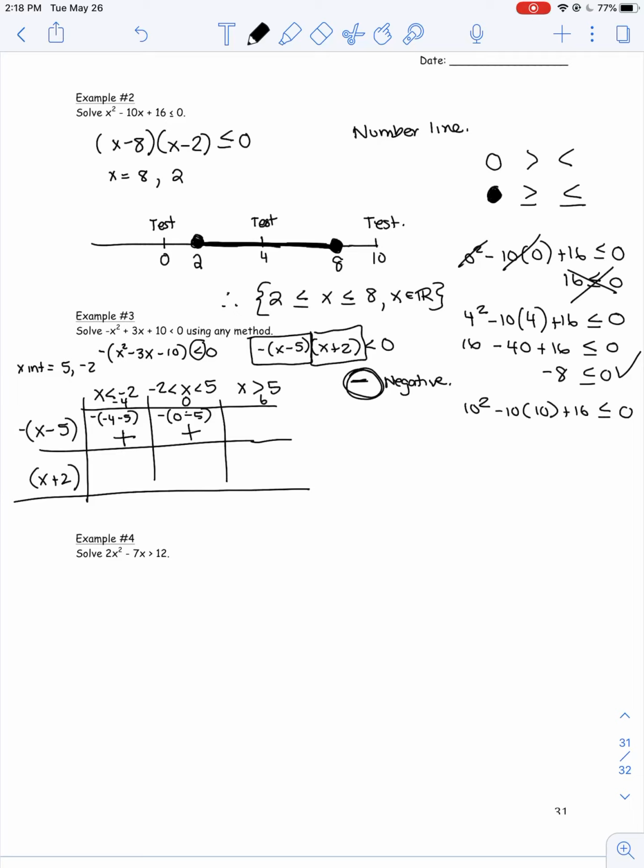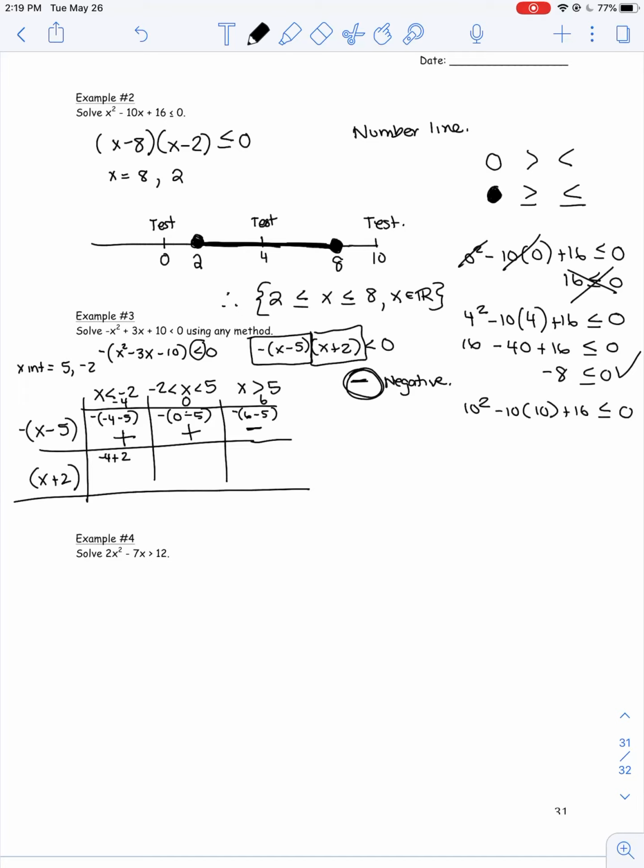And finally, a value greater than 5 could be 6. So that could be our test value that we could be using. And so I'd put -6 minus 5, which would be a negative value because 6 minus 5 is 1, and then the negative outside the bracket makes the answer negative. And then we continue to the next row.